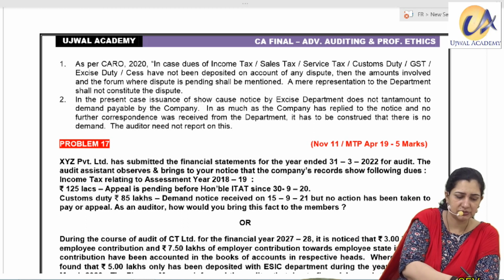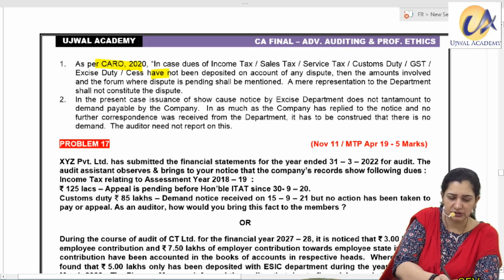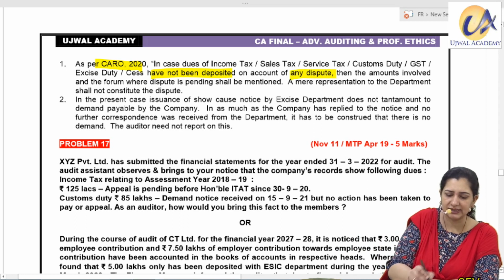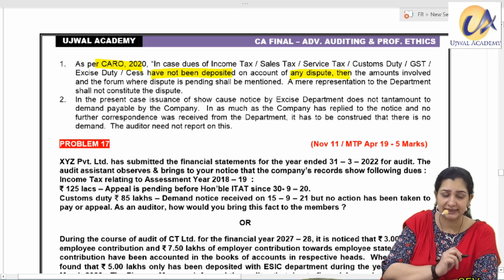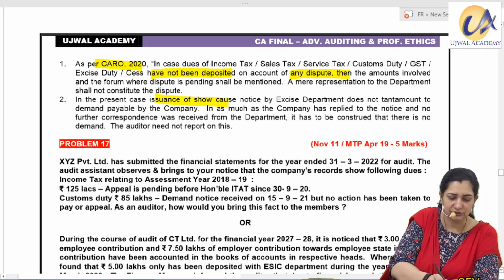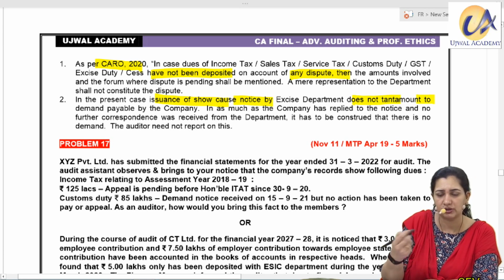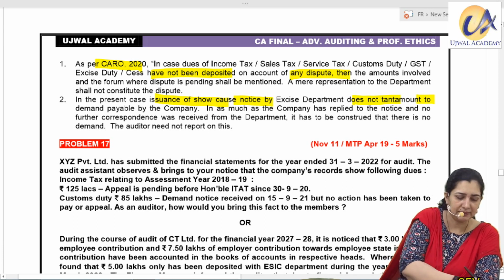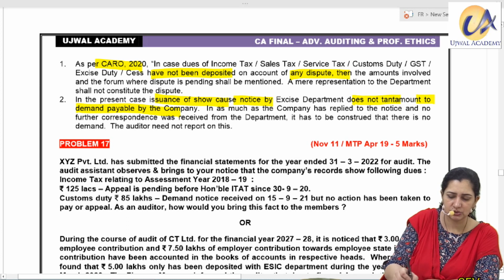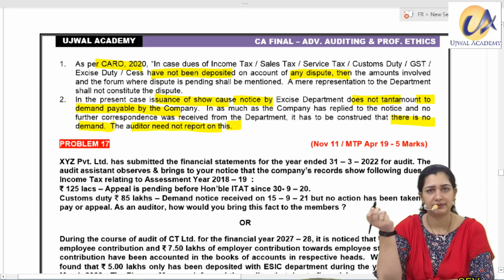Under CARO, which point of CARO? We are talking of statutory dues. If any amount is not deposited or there's any dispute, we need to give the details. Yes, but this issuance of SCN does not amount to, tantamount means does not amount to, a demand payable by the company. So there is no demand as such and no reporting is required.